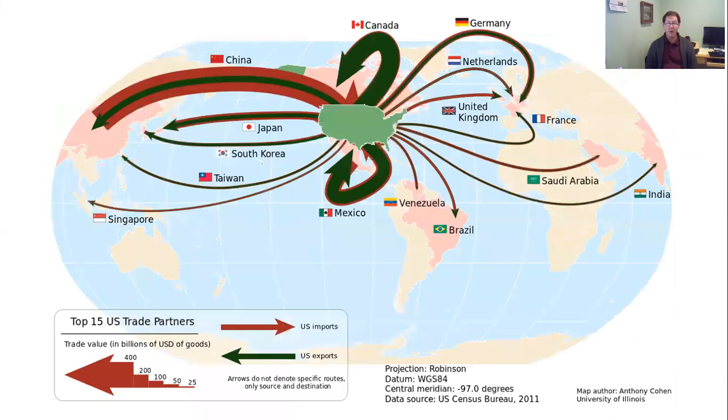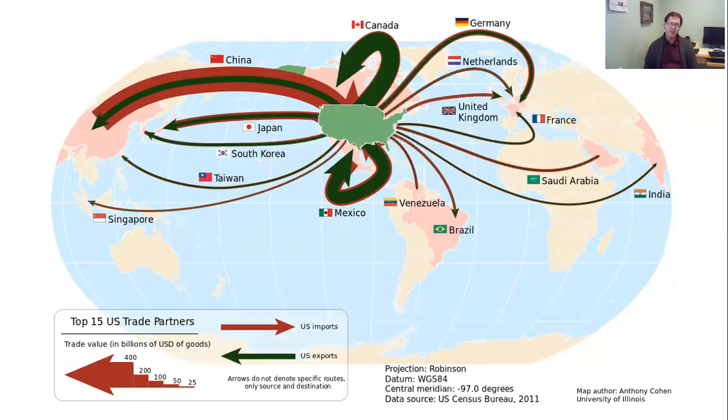This is who the United States trades with. And you can see that there's a whole lot of trade going back and forth between the United States and China. And that would fit with the Heckscher-Ohlin model, right? China is very labor rich and less capital rich, and the United States is very capital rich and less labor rich. And so we should see that kind of trade.